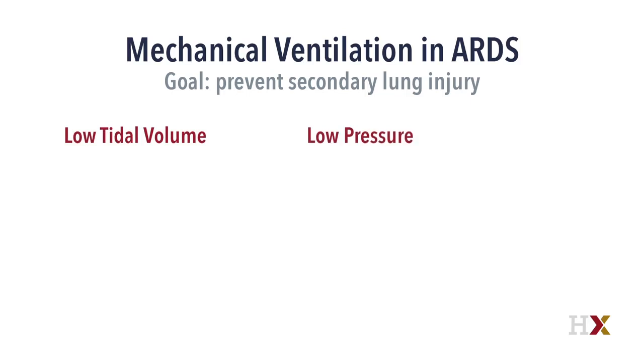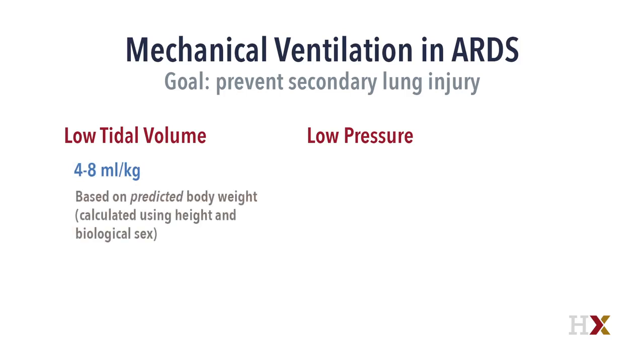The first and most important rule is to put the patient on a low tidal volume setting. We target 4 to 8 milliliters per kilogram of predicted body weight. Please keep in mind that predicted body weight is not the same thing as a patient's actual body weight. It's based upon the patient's height and their biological sex. We start the patient at 6 cc's per kilo of predicted body weight, and we can titrate up or down as needed depending upon the patient's clinical response.